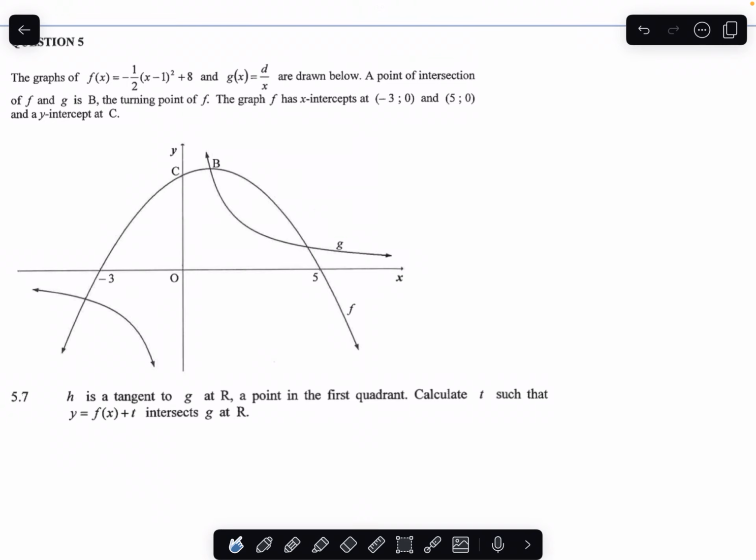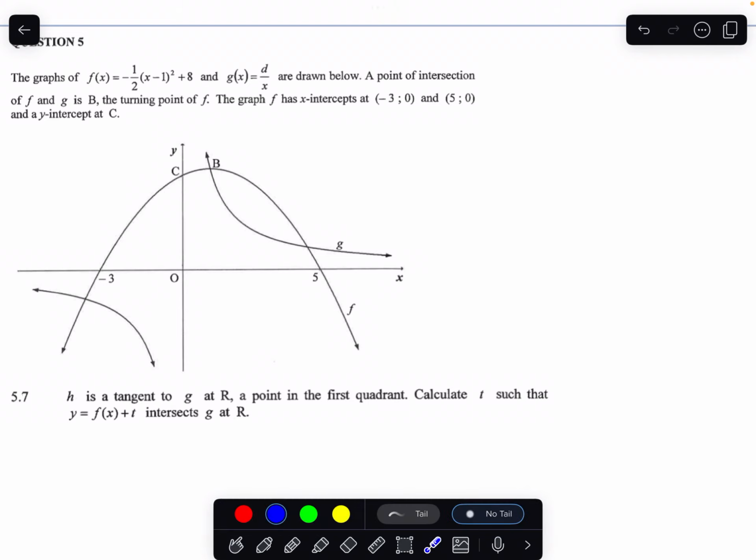5.7, H is a tangent to G at R, a point in the first quadrant. Calculate t such that y equals f(x) plus t intersects G at R. Oh my god, what is happening? Oh, the pain. Okay, wait, what's going on?